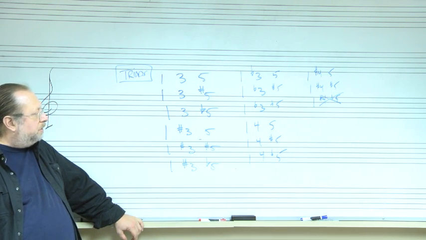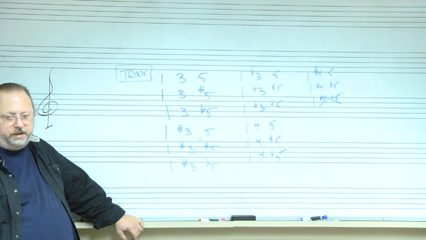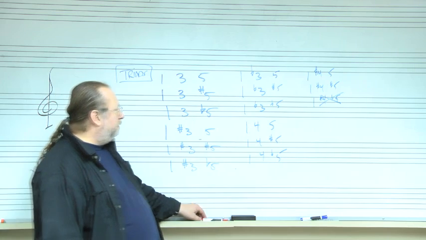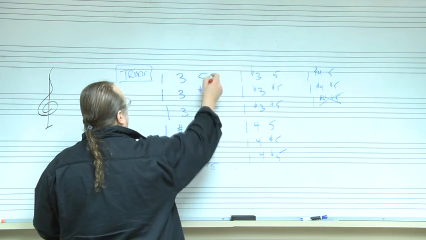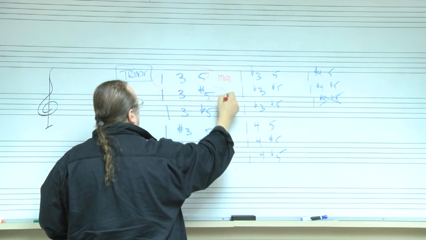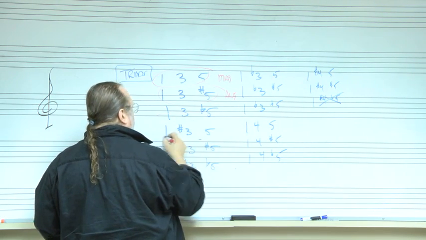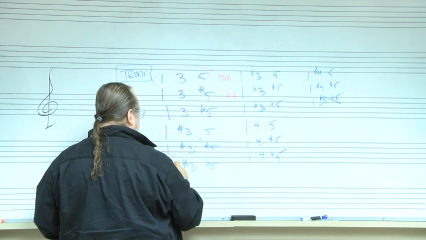So in first generation harmony, which is what this is about, we're not dealing with all these. We're only dealing with some of these. So we're going to be dealing with this one. That's called a major. This one is an augmented. Not dealing with that one. Not dealing with that one. Not dealing with that one. Not dealing with that one.